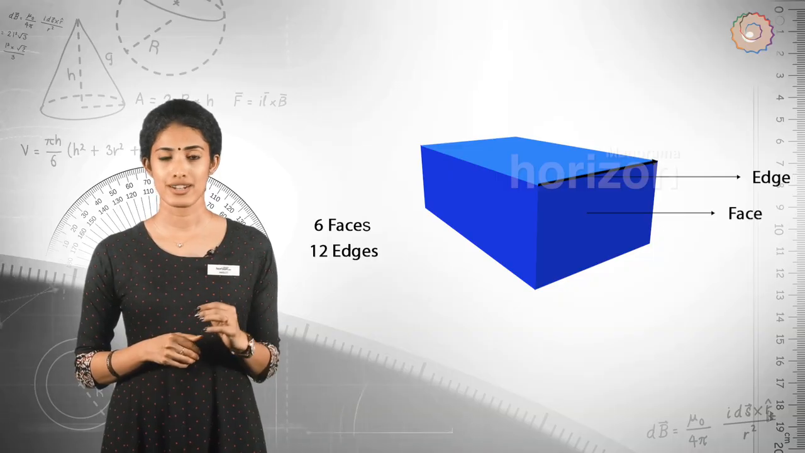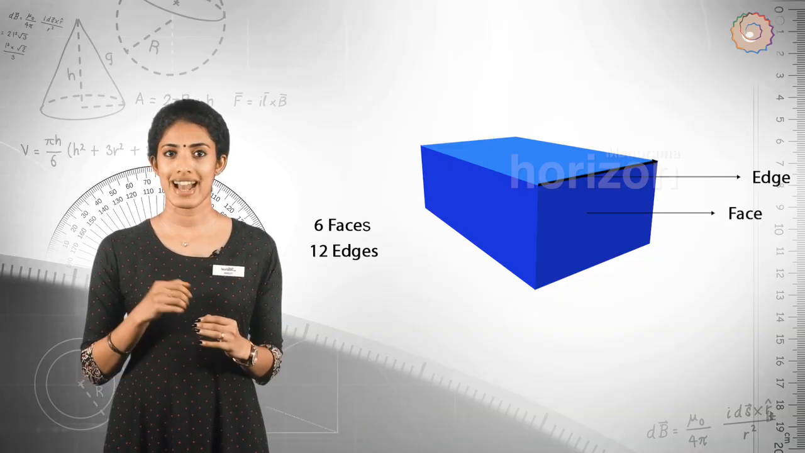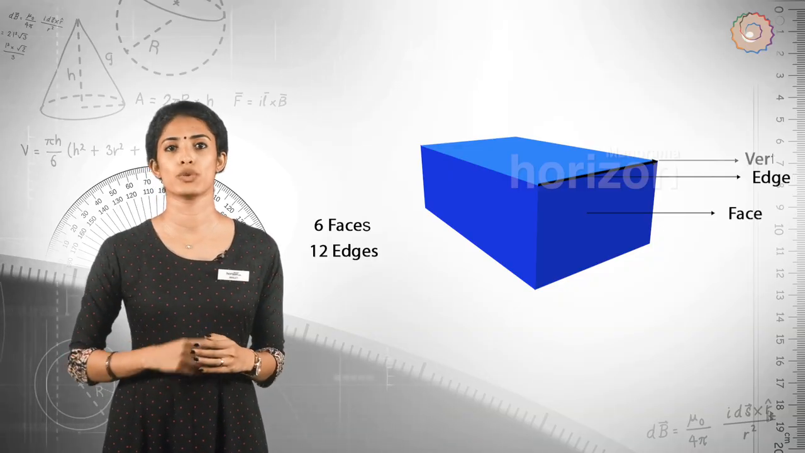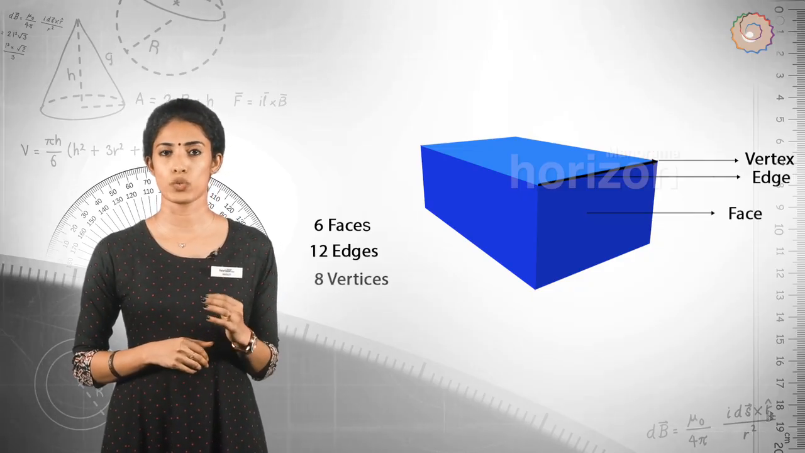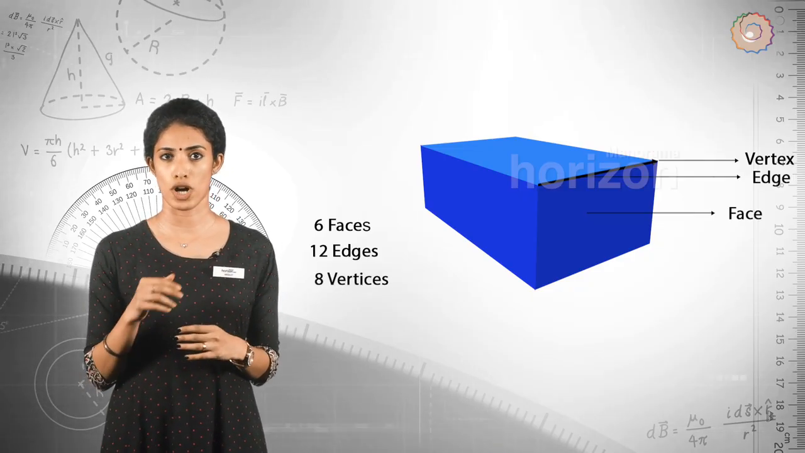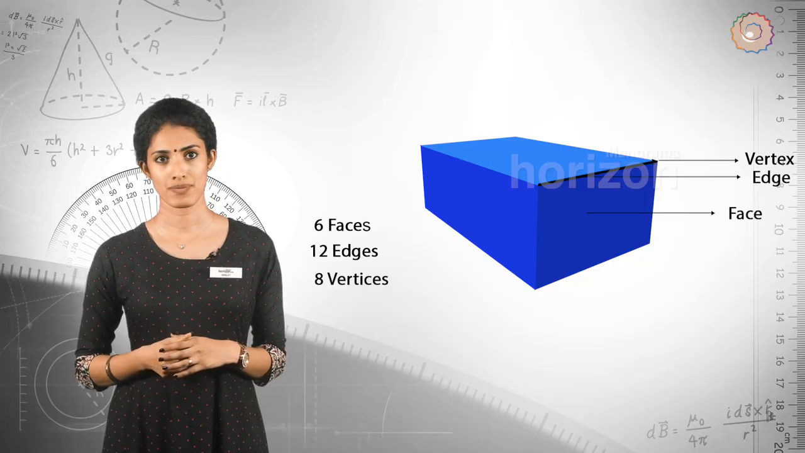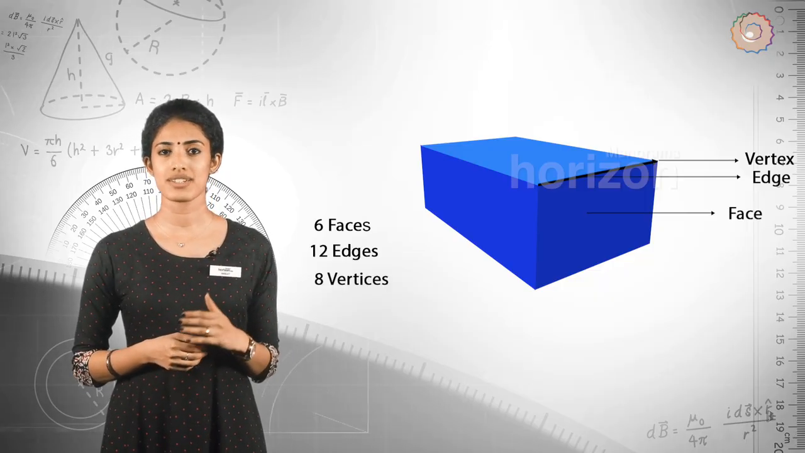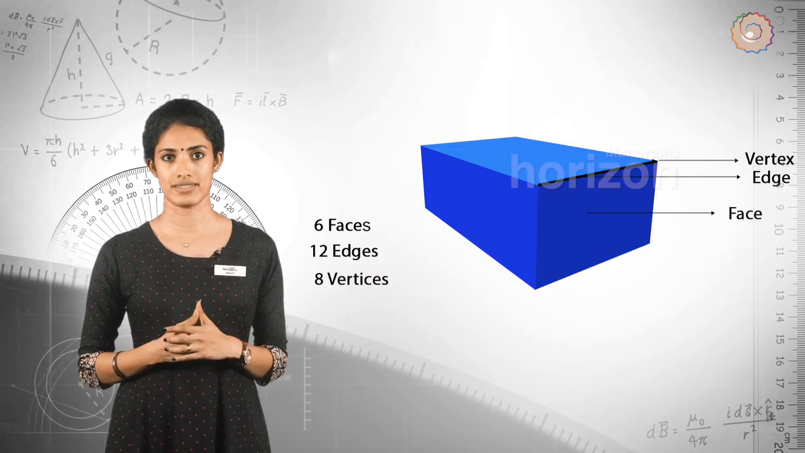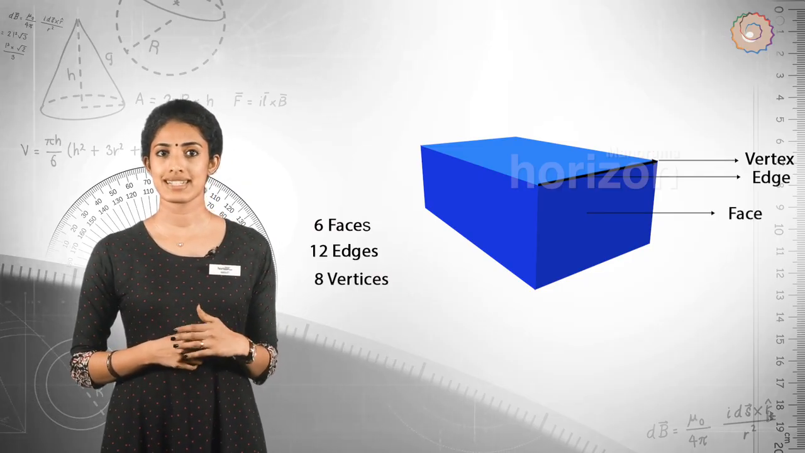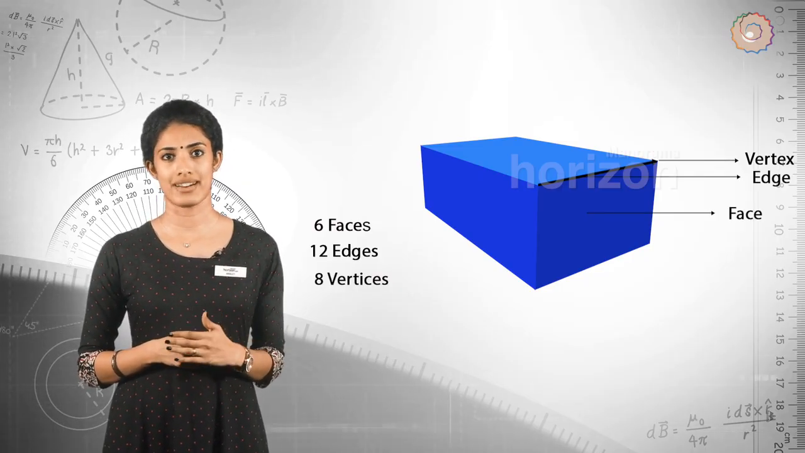And the point where 2 or more lines, edges, or curves join is called the vertex. Therefore, a cuboid has 8 vertices, that is 4 on the top and 4 on the bottom. The area of the outer surface of any solid figure is called the surface area. Now, let us discuss how to analyze the surface area of the cuboid.